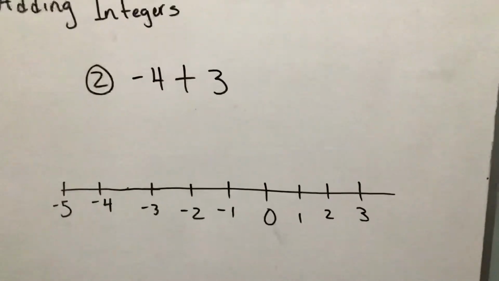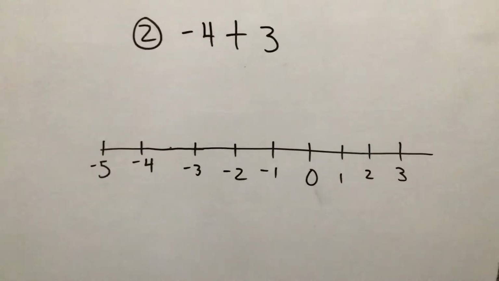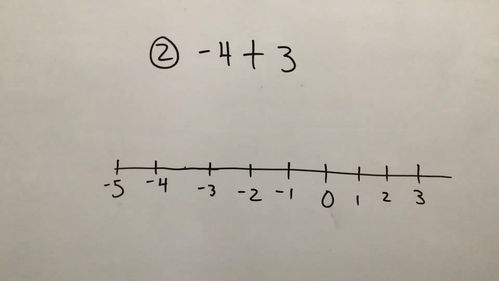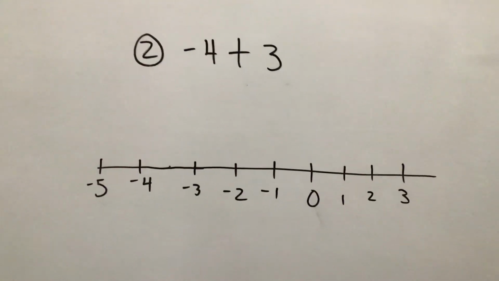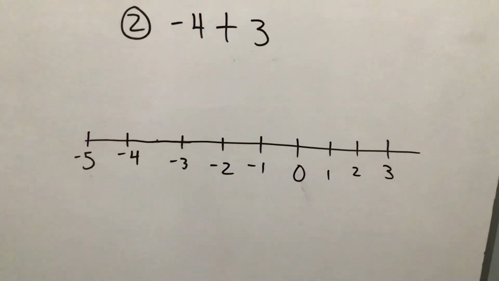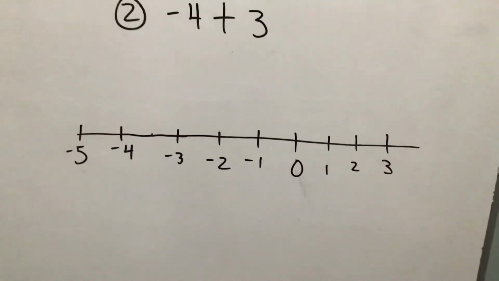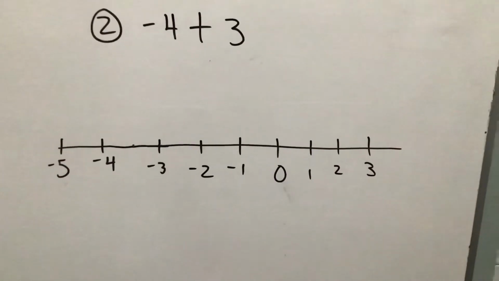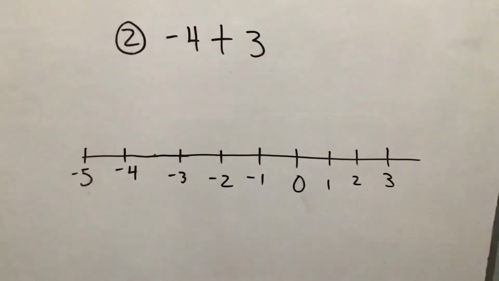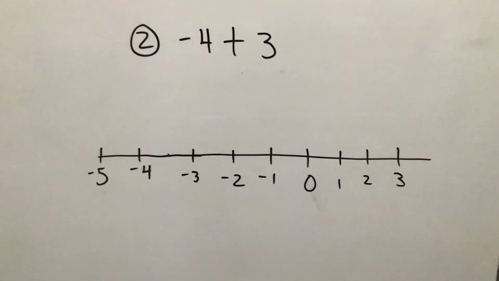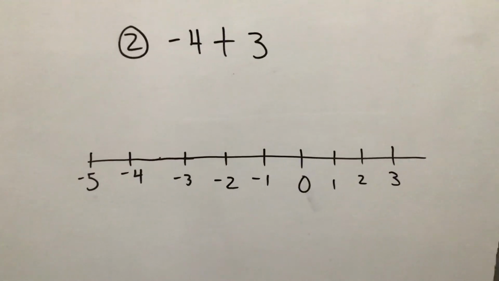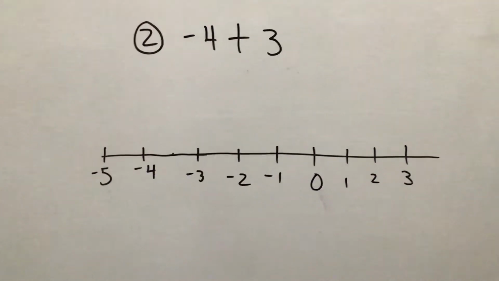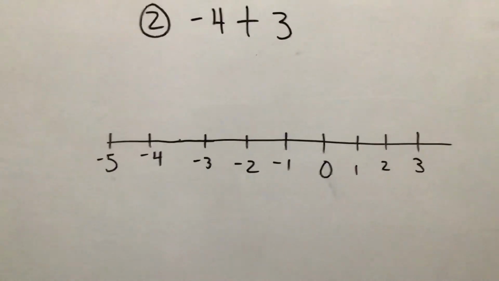For number 2, we are going to use the number line first for you to see. So we have -4 plus 3. On the number line, we are always going to start at 0. Now you have to understand how a number line works. I'm pretty sure all of you know. If you go to the right of 0, that's positive. But if you go to the left of 0, anything going to the left, will be negative. Anything to the right will be positive. I should have said that before.